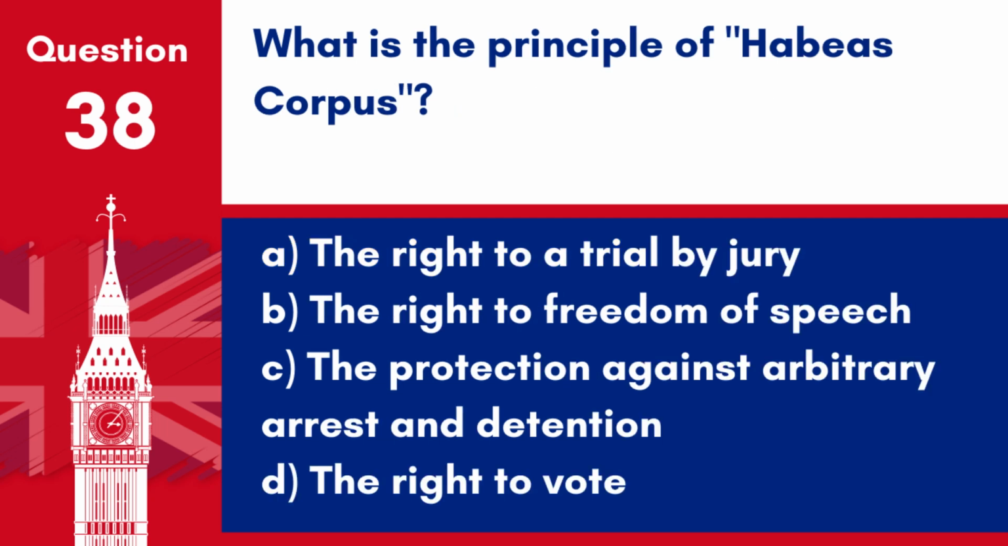Question 38. What is the principle of habeas corpus? A. The right to a trial by jury. B. The right to freedom of speech. C. The protection against arbitrary arrest and detention. D. The right to vote. Answer: C. The protection against arbitrary arrest and detention. The principle of habeas corpus is a legal safeguard protecting individuals from arbitrary arrest and detention.